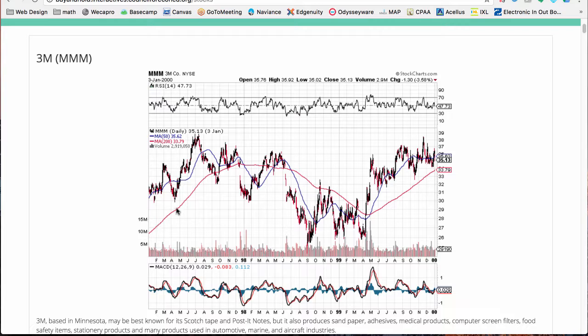In the graph in red, this is showing you what's happened in the last 200 days. That's why it says MA 200. And the blue line tells you what's happened in the last 50 days. So we can see 3 years, we can see kind of the last 200 days and the last 50 days.